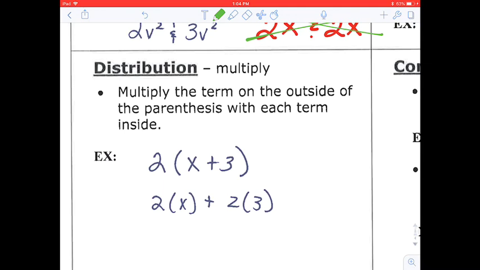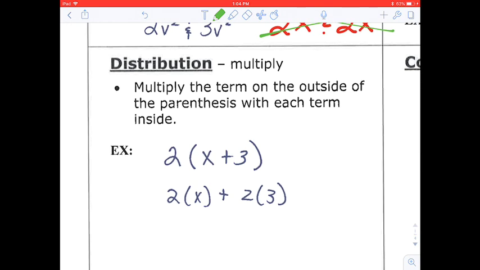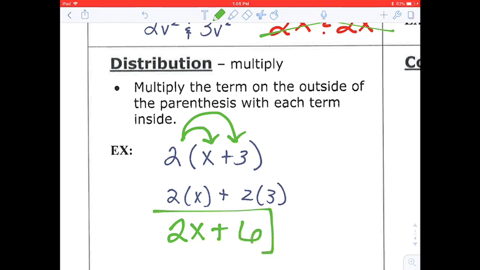Distribution is a type of simplification. It's a type of multiplication. It means that there is a number or a term outside of parentheses, and we're going to multiply that times each term inside the parentheses. So here with this example, I see 2 times x plus 3. So I need to distribute 2 times x, and then again 2 times 3. That gives me 2x plus 2 times 3 is 6.